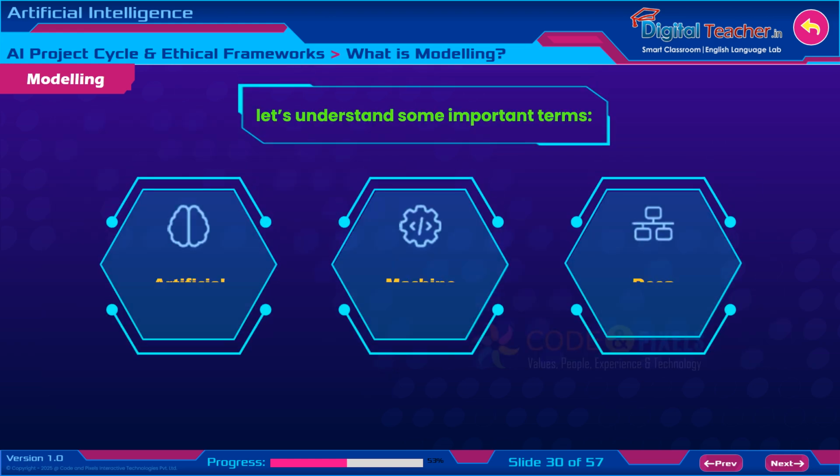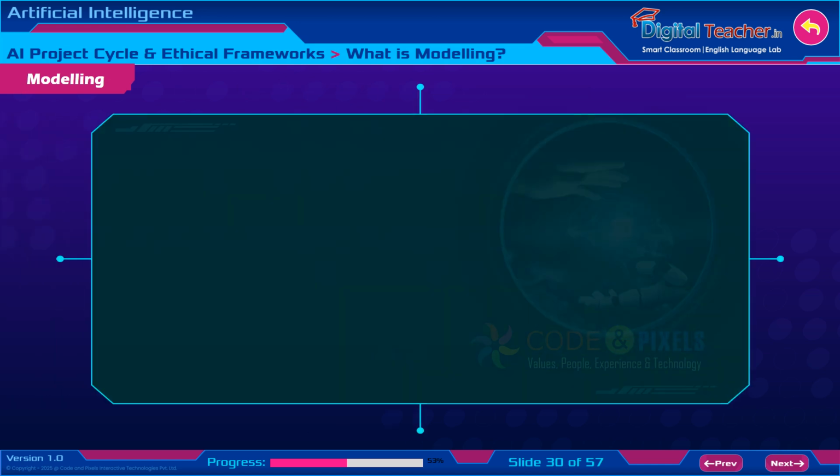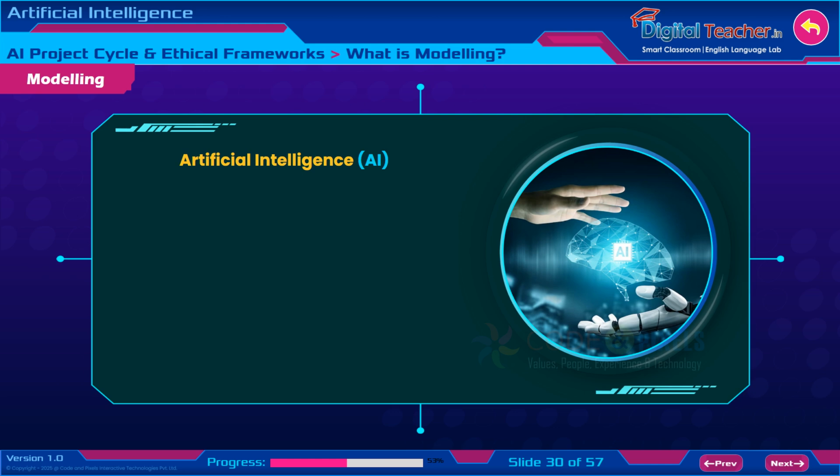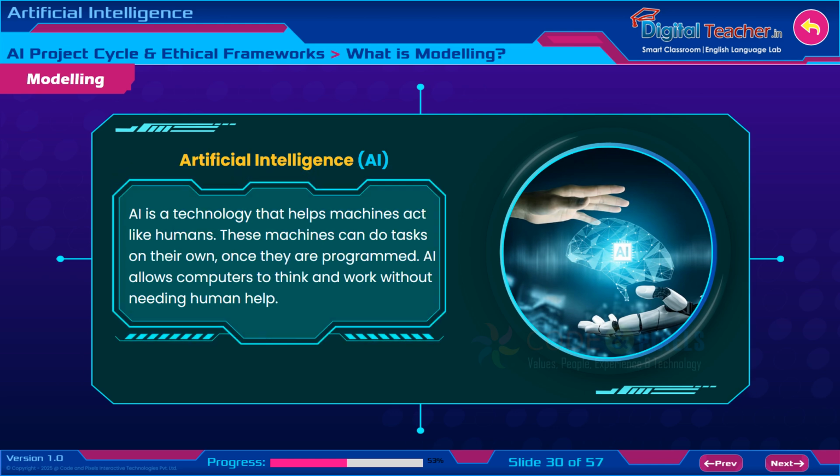Before learning more about modeling, let's understand some important terms. Artificial intelligence. Artificial intelligence is a technology that helps machines act like humans. These machines can do tasks on their own once they are programmed. Artificial intelligence allows computers to think and work without needing human help.